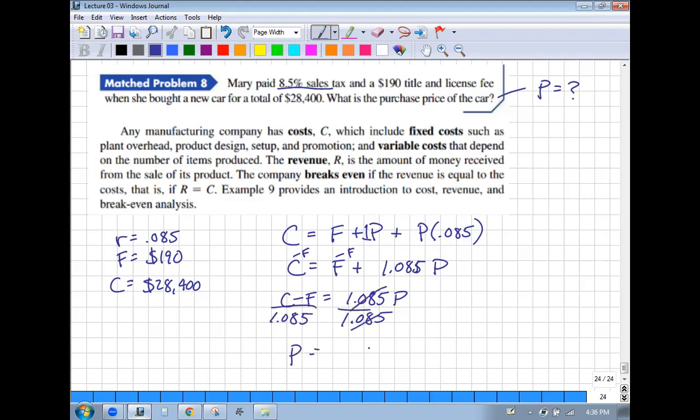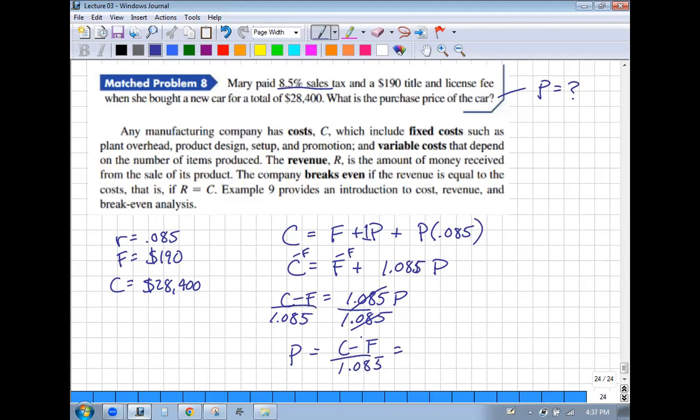So P is C minus F over 1.85. The way I was trying to do this, instead of that 0.85, I would have just had R there, but just leave it like this. So the last step is you plug in the numbers, right?